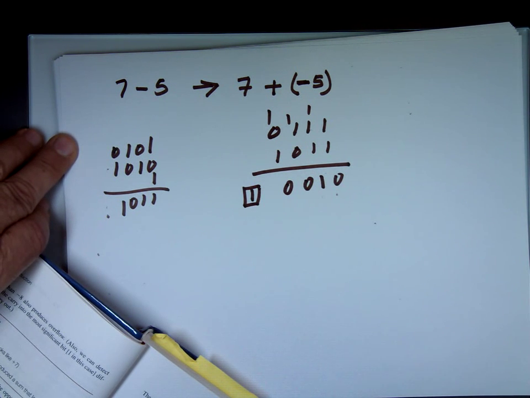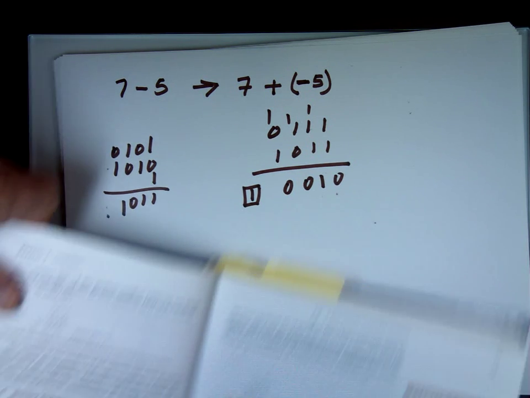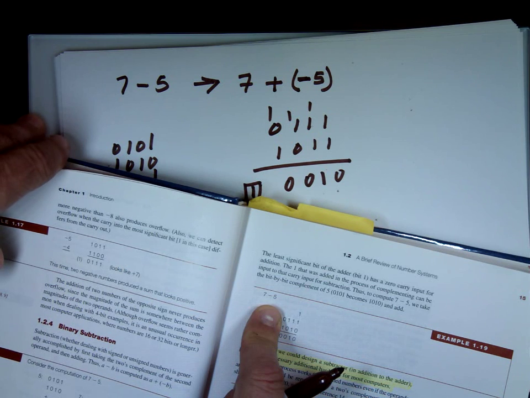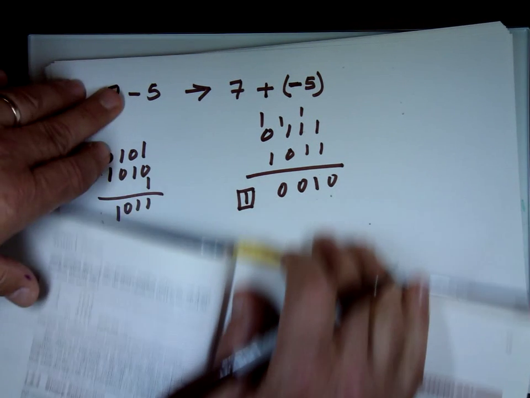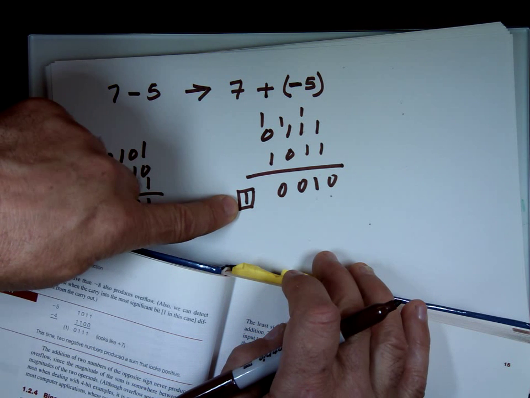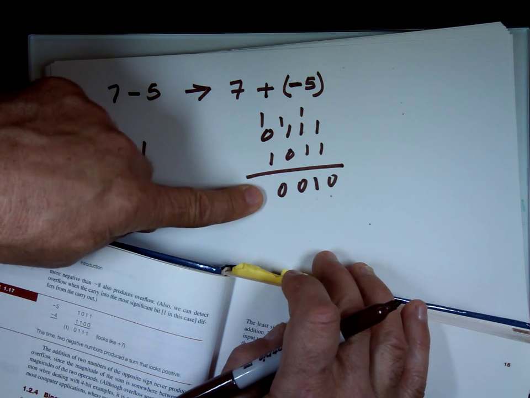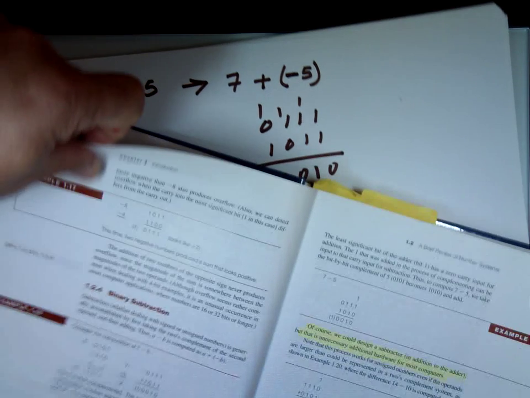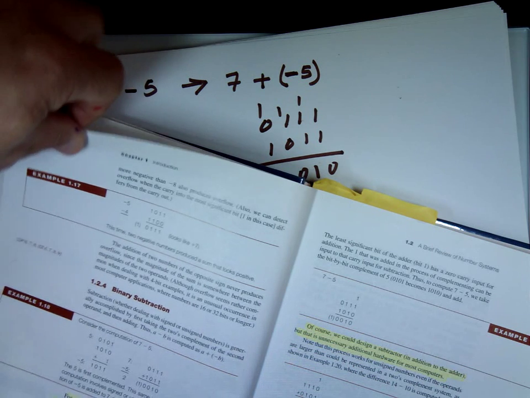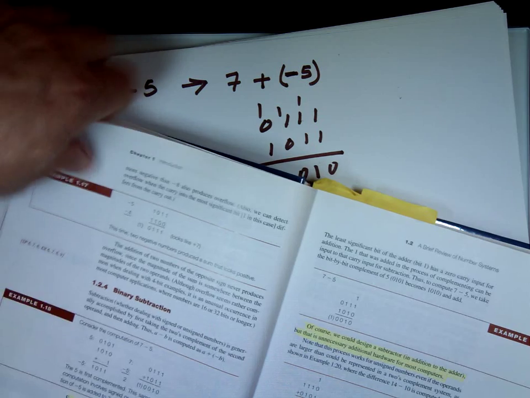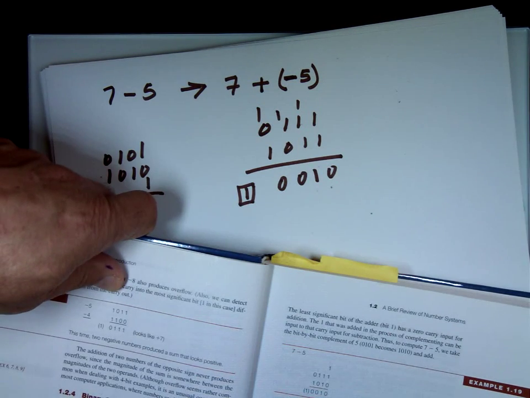Again, when the numbers are different signs, the answer is correct. We ignore the carry coming out of the last one. The carry out of the highest bit, ignore it, and what's your answer? 2. For signed numbers, the carry out of the higher order bit is ignored when the two numbers have different signs, one positive and one negative. That's a 2.